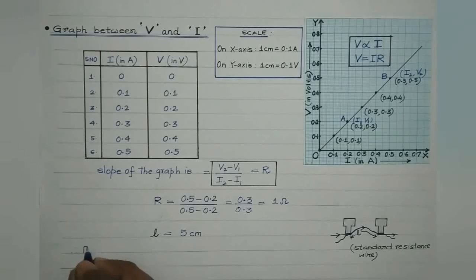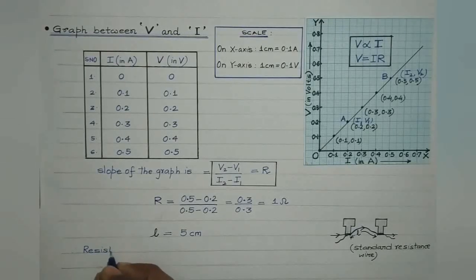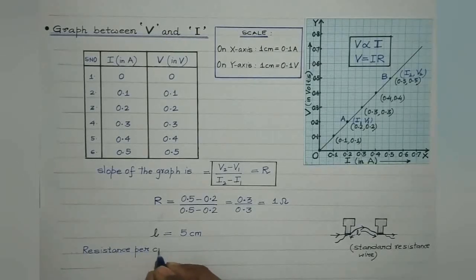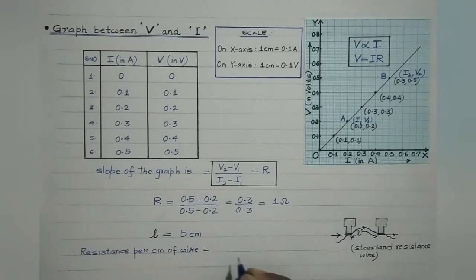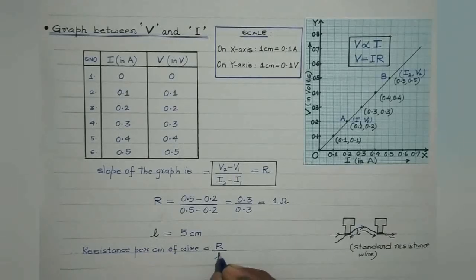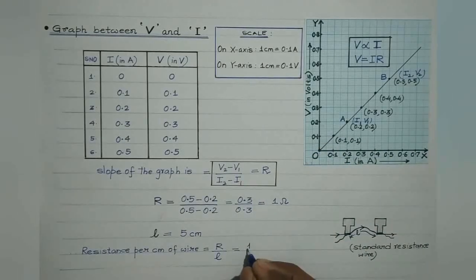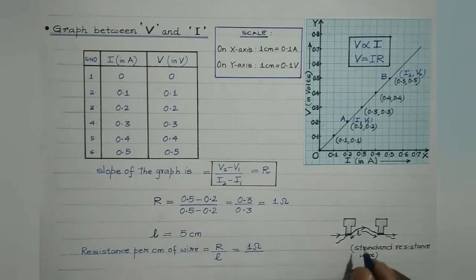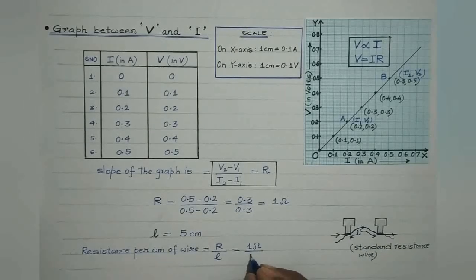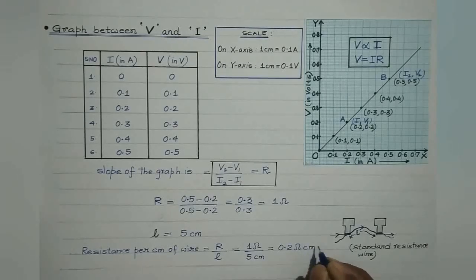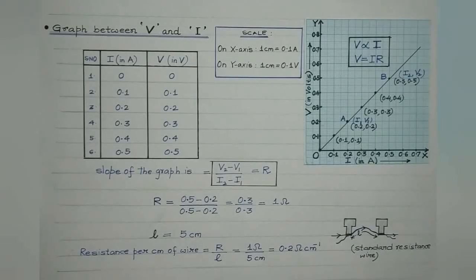Therefore, the resistance per centimeter of the given standard resistance wire would be equal to R by L. R is determined to be 1 ohm both graphically as well as mathematically, right? And the effective length of the given wire is suppose 5 centimeter. So the answer would be 0.2 ohm per centimeter. So that's the result, students.